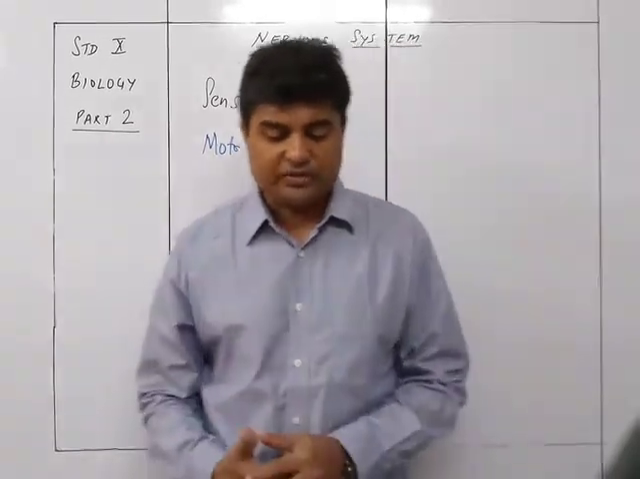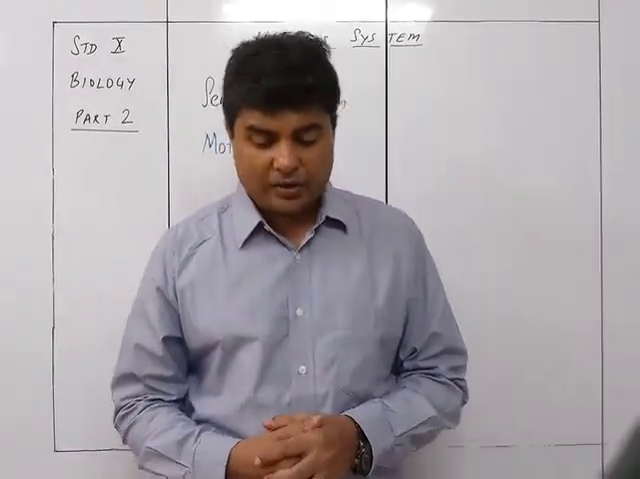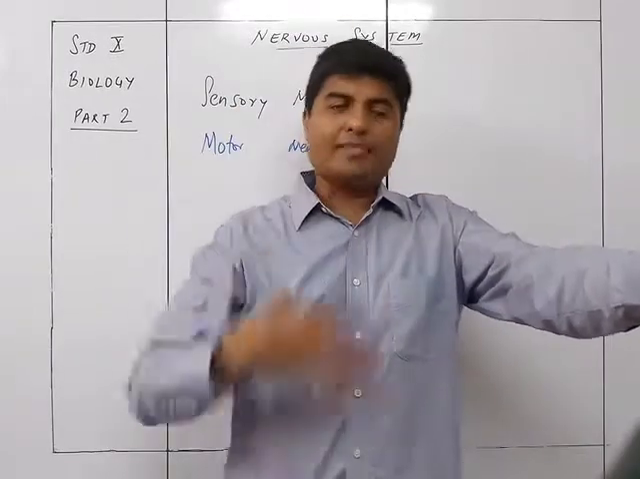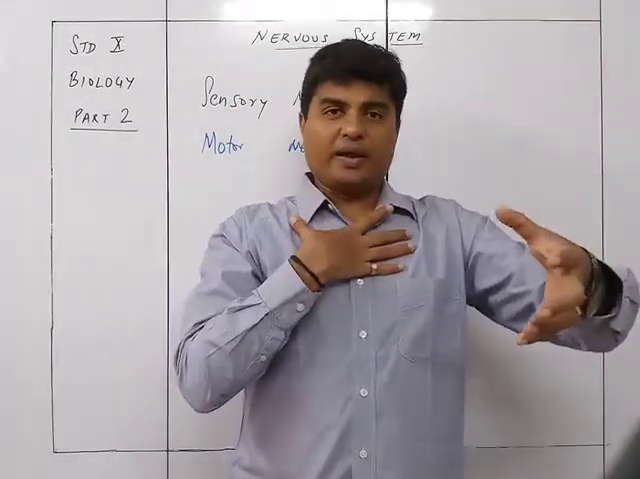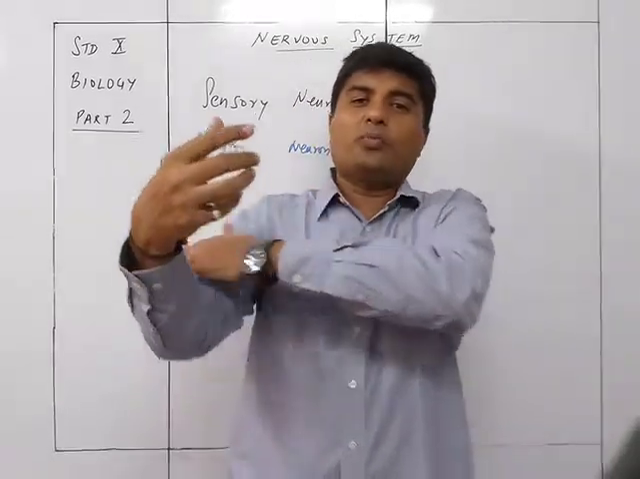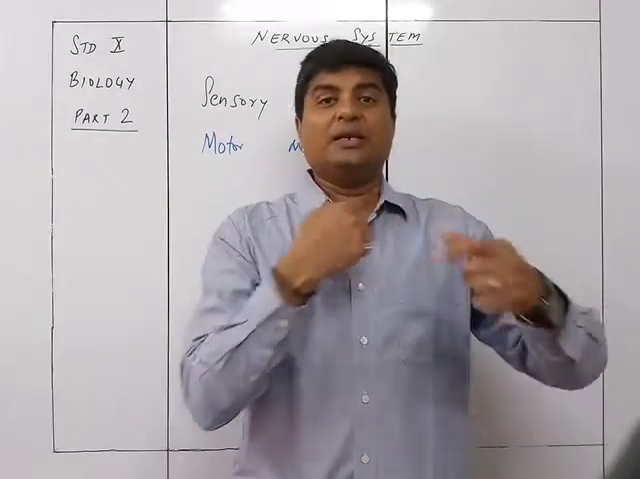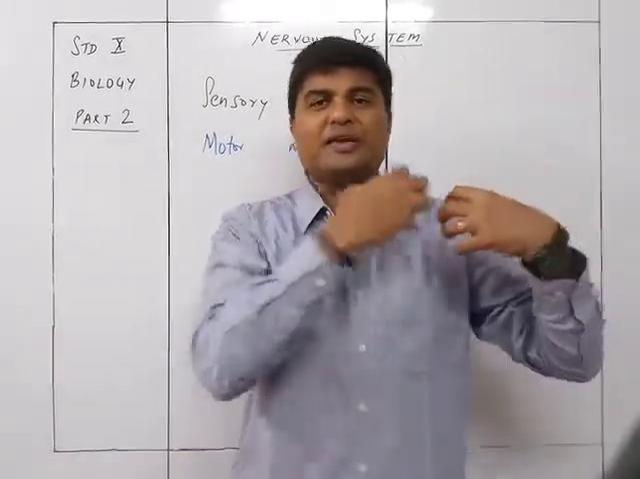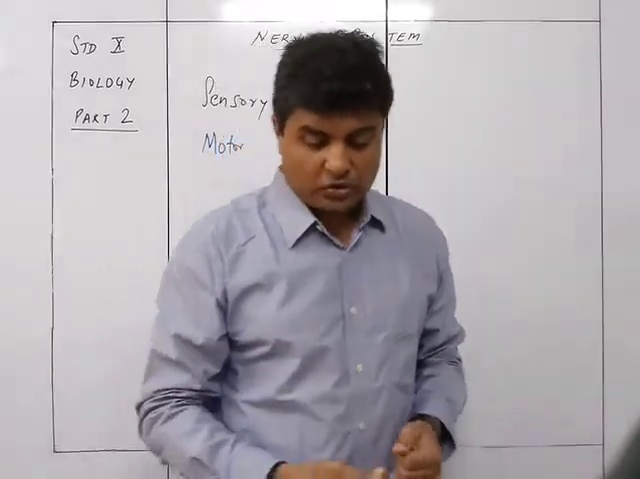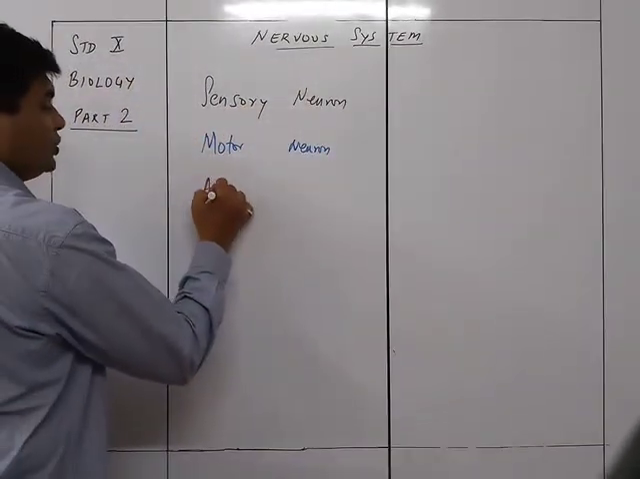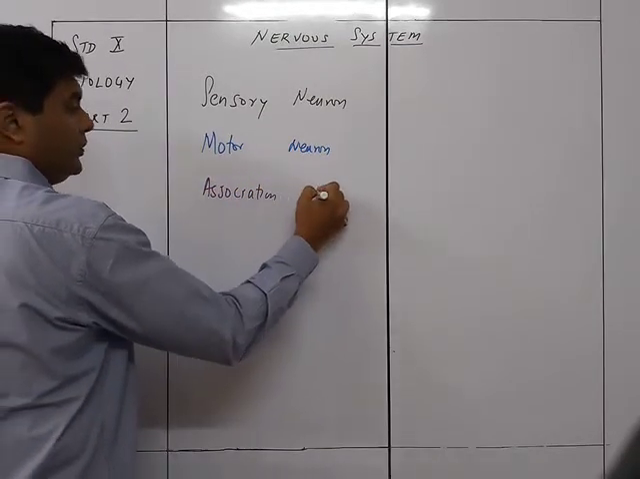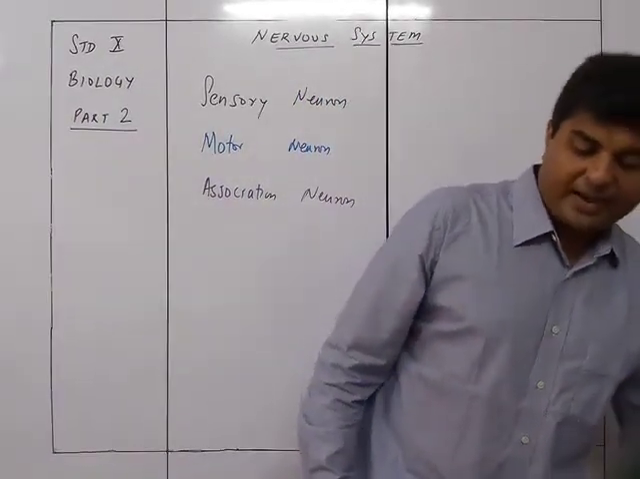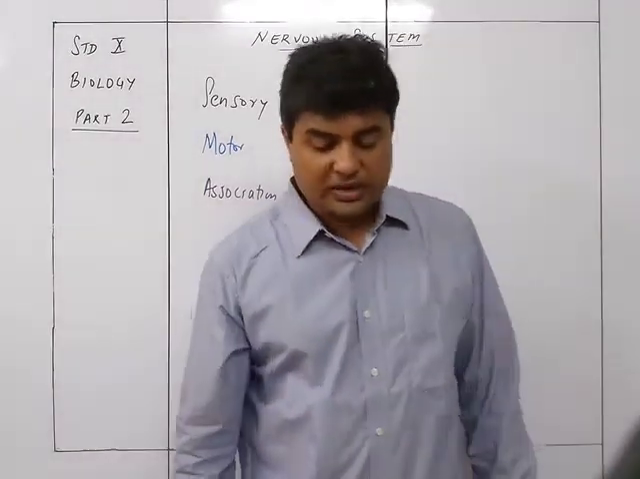And finally, there are association or connecting neurons, located in the brain and the spinal cord, which interconnect the sensory and the motor neurons. So what happened? The sensation came from here and went into the spinal cord. Suppose I am the spinal cord. After that, the spinal cord will analyze it and then give information to the motor neuron. So in between the sensory and the motor, the neuron which is connecting them is the association neuron. So the third one is the association neuron, which interconnects the sensory and the motor neurons.